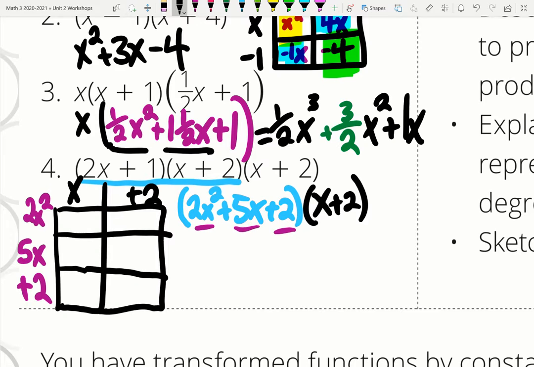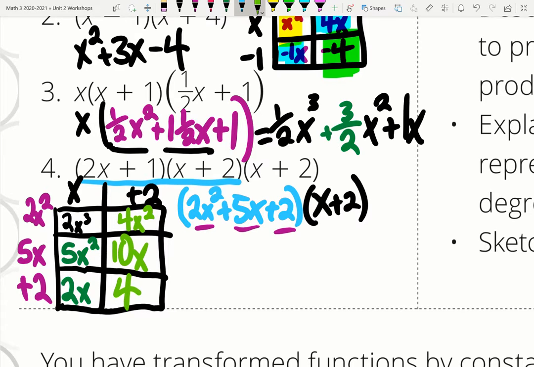Let's start multiplying. 2x squared times x is going to be 2x cubed. 5x times x is going to be 5x squared. 2 times x is going to be 2x. Let's go ahead and multiply positive 2 now. 2 times 2x squared is going to be 4x squared. 2 times 5x is going to be 10x. And 2 times 2 is going to be 4.